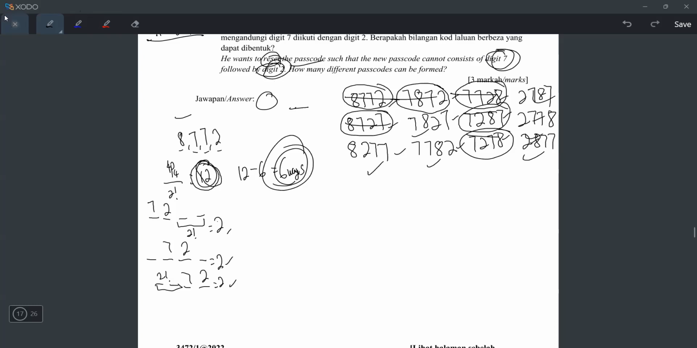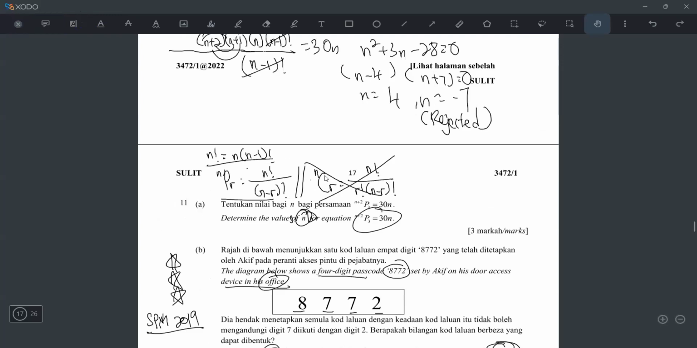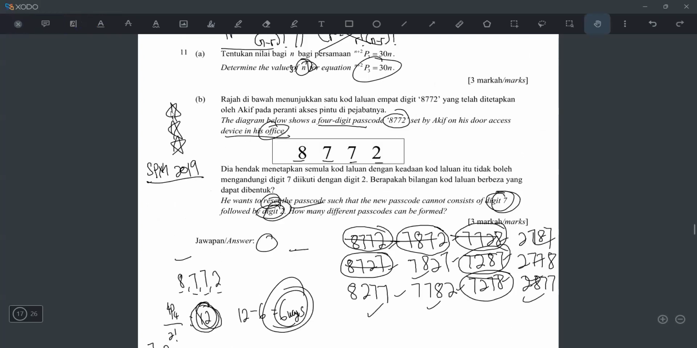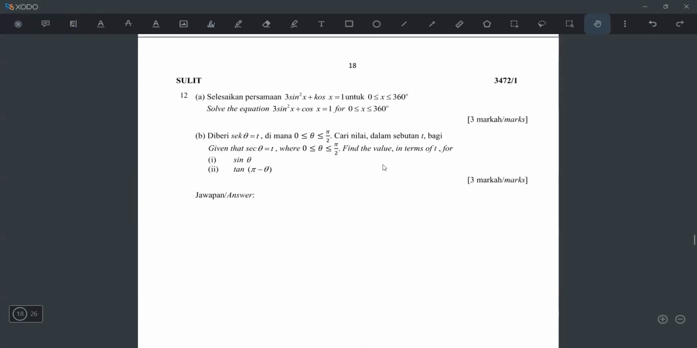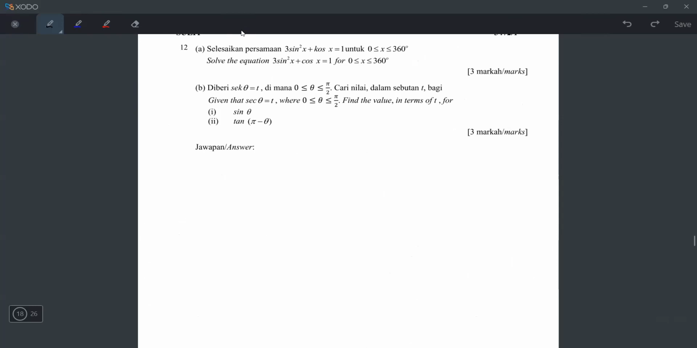Okay. So I spent a long time talking about this, but it's important because it comes out in the SPM, one of the SPM papers. So I hope you understand. Okay, all right. Number 12.